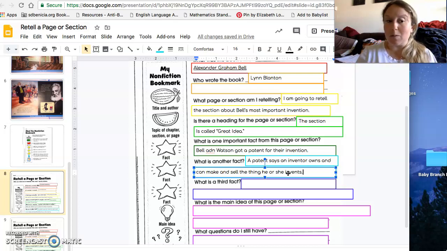Now, here's something cool about inventors, guys. Some inventors don't need to make a patent. One of the most famous vaccines, the polio vaccine, was created by a man who decided not to get a patent because he wanted everyone to have access to this vaccine. So not everyone has to get one, but it does help you if you're an inventor. So if you plan on being an inventor when you grow up, think about getting a patent.